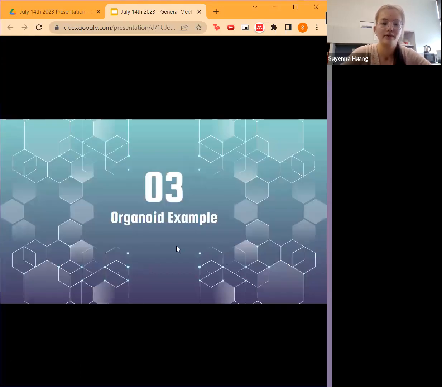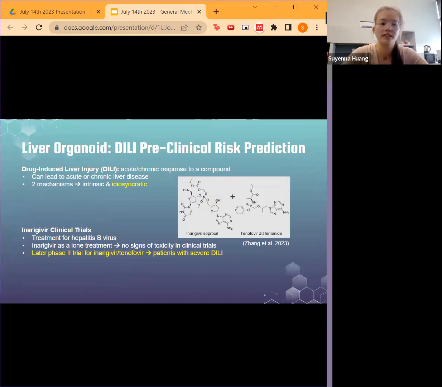And then finally, I want to just show this really cool study that's looking at liver organoids and drug-related hepatotoxicity. So a recently published study was looking at liver organoids as a possible method to accurately predict the risk of DILI before the drugs are sent for clinical trials.